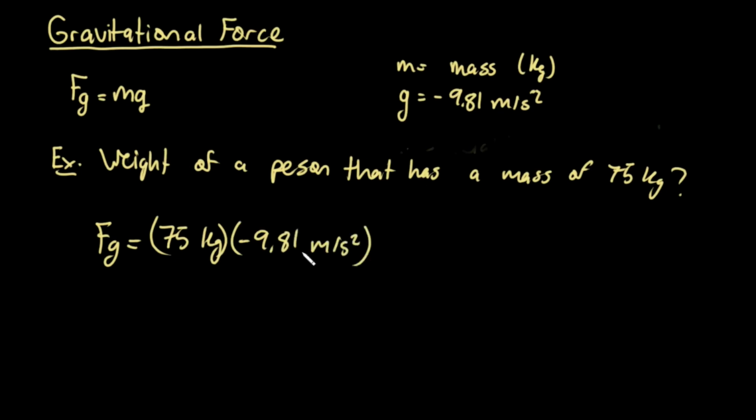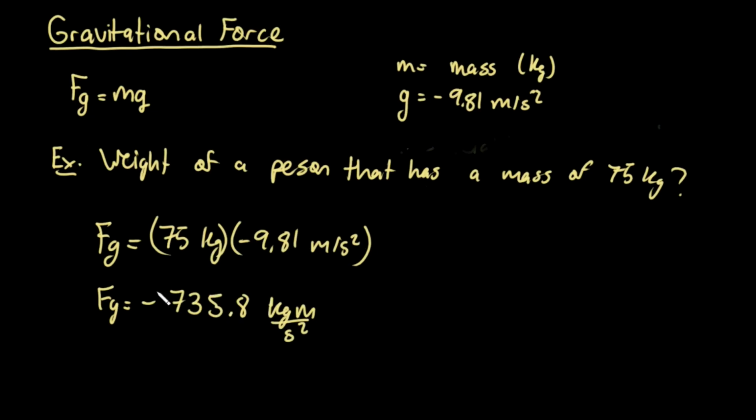Now, when we multiply these together, we're going to end up with negative 735.8 kilograms times meters per second squared, right? This is what happens when you have your units here.